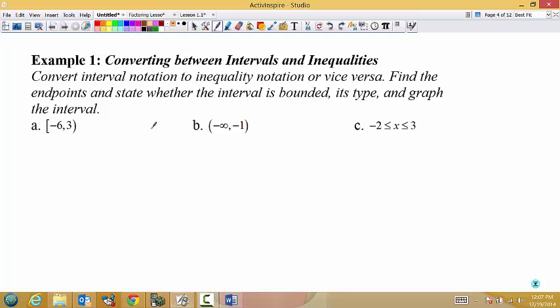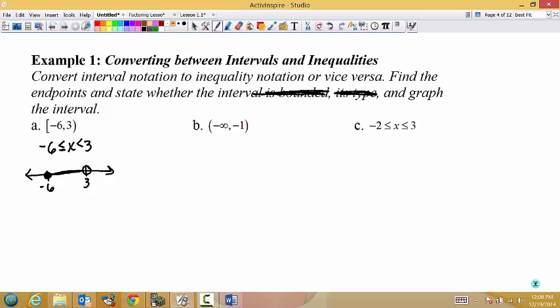So if I had negative 6 to 3, my x always goes in the middle. Signs always point to the smaller number. Because it has a bracket on the negative 6, it gets a line. Because it has a parentheses on the 3, it does not. What it would look like on a number line, negative 6 to 3, closed, open, shaded between. And don't worry about the bounded part and the type. Just know how to switch back and forth and graph it.